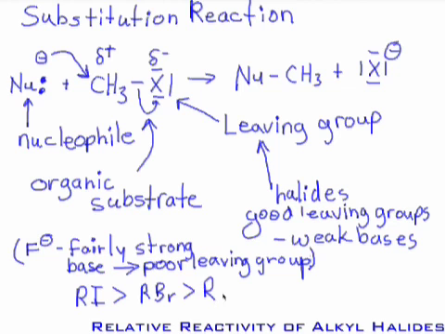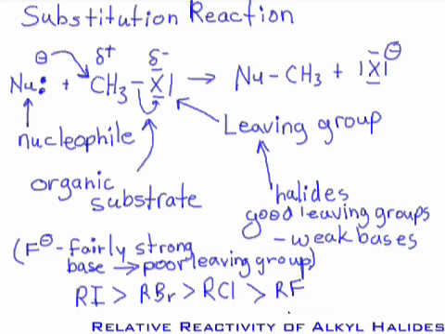The bromide reacts faster than chloride. And the chloride, of course, reacts faster than the fluoride, which, because it's such a poor leaving group, probably doesn't react at all. The reason for this trend in reactivity is directly related to base strength.